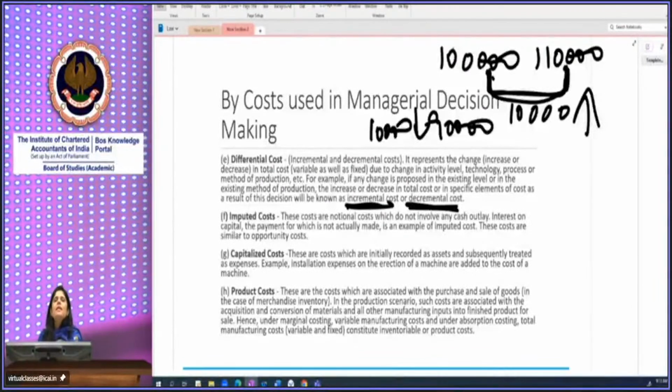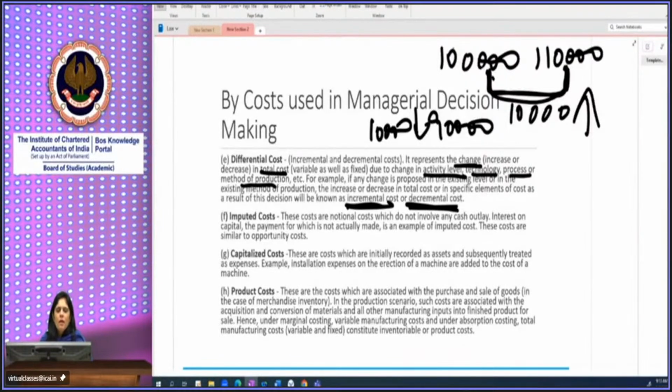Clear? So any difference in cost, if the cost is increasing, it's called incremental cost. If the cost is decreasing, it is called decremental cost. And the difference, whether the increase or the decrease, whatever is the difference in the cost is called differential cost. Clear? So it represents the change in the total cost due to a change in activity level, technology, process, method of production. So whatever you are changing, if because of that there is a change in cost, that is called differential cost. If the cost is increasing, incremental; cost is decreasing, decremental.